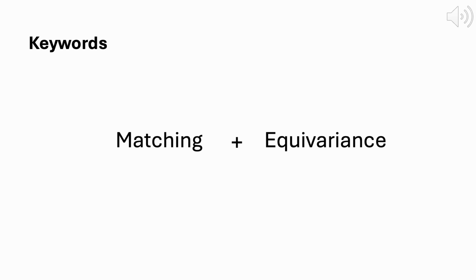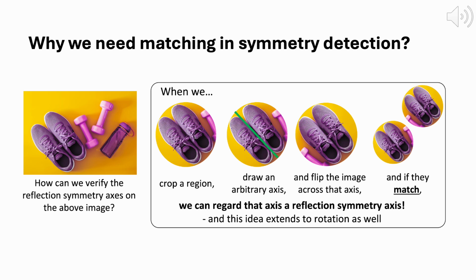At the core of our approach are two key principles: matching and equivariance. So first, why do we need matching for symmetry? Take the example of reflection symmetry. We can test it by cropping a region in the image, drawing an arbitrary axis, flipping the image across that axis, and checking whether the two sides match. If they do, we can regard that axis as a reflection symmetry axis. In other words, reflection symmetry is fundamentally defined by matching, and this concept naturally extends to rotation symmetry, where the matching occurs around a rotational axis.